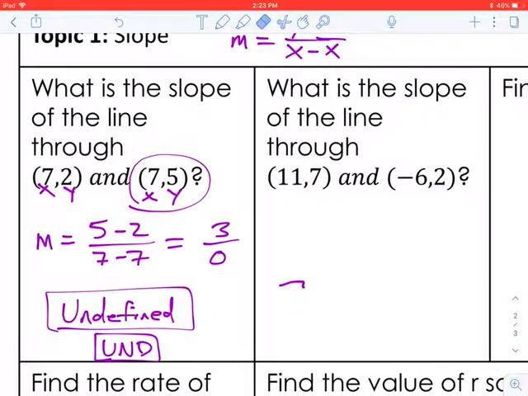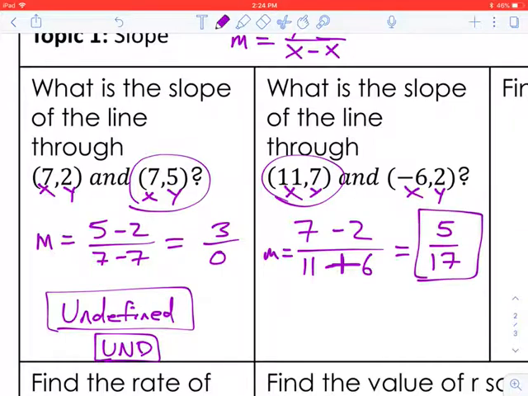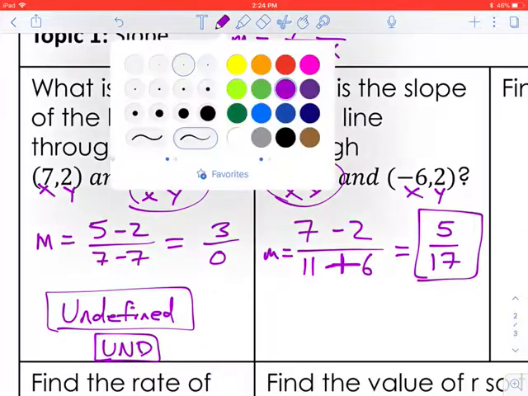I'm starting with y minus y over x minus x. So x y, x y. So I'm going to start with this one here. So m equals 7 minus 2 over x minus x is 11 minus negative 6. Well, minus a minus becomes plus, so I've got 7 minus 2 is 5 over 11 plus 6 is 17. And there's my slope. Okay.